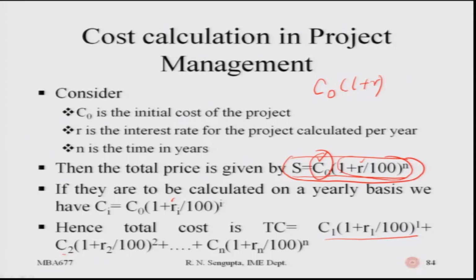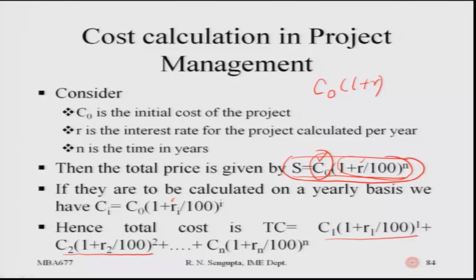Similarly, if I go into the second year, the term in the bracket, R2, is the interest rate for the second year, and this square means 2 years. Similarly, if you go down the line, this n suffix, Rn, is the interest rate for the nth year, and n is the number of years for which you are doing the calculations.